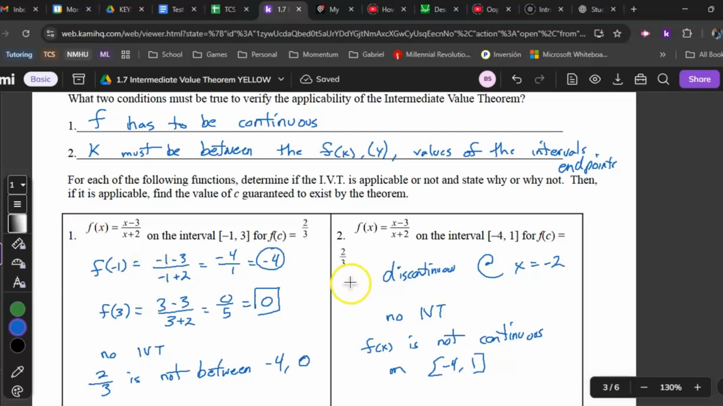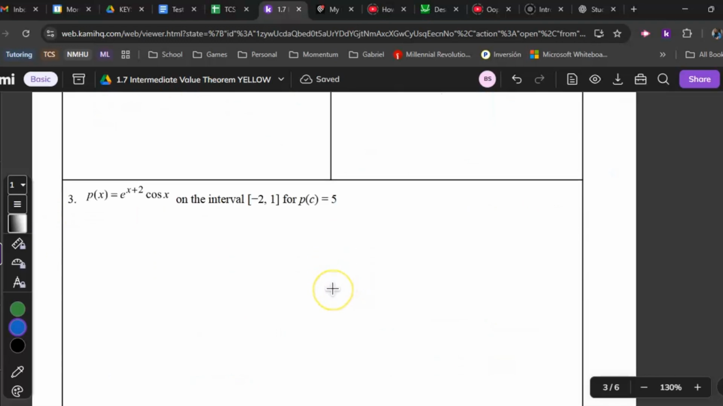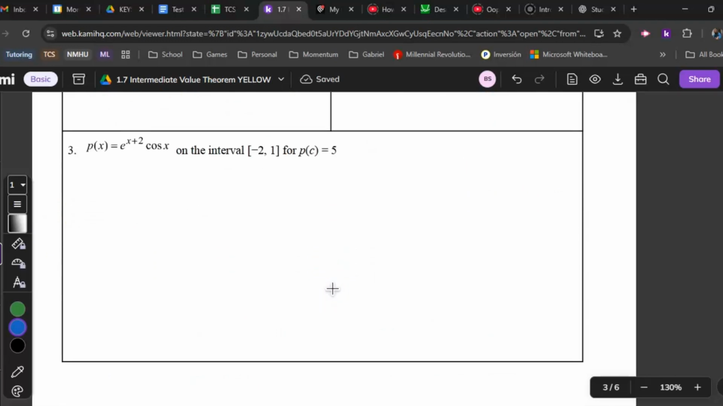All right, let's try a third one. We get to do some trig, because I know how much y'all love trig. I love trig. Well, that's sad for you.